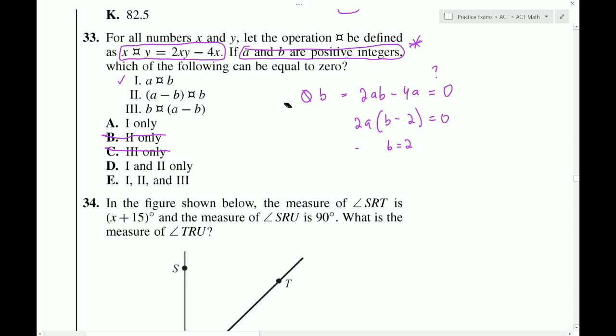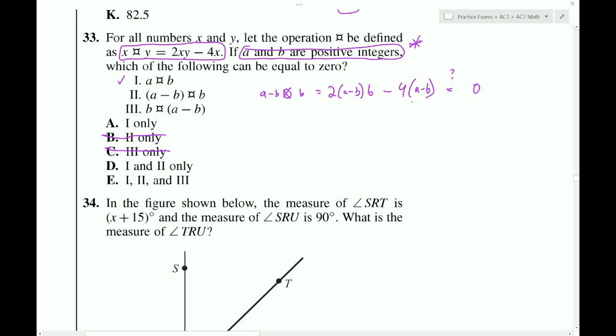Right, so now that we've done that, we can repeat this process for the second item on our list. So a minus b, symbol b. Again, we have 2, and then x represents the first item, which in this case is a minus b. Then we multiply that by y, which in this case is b. Minus 4 times the first item, which is a minus b, right? Good, so now we have to see, can this equal 0?